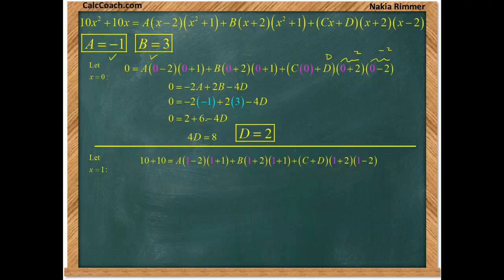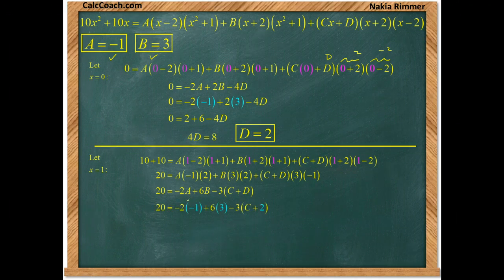On the right-hand side, we now know a, b, and d, so we can find out the final constant, which is c. Carefully plugging in, what happens is you get a negative 2a, a positive 6b, and then a negative 3 gets multiplied by the quantity of c plus d. I'm sorry, negative 3. I said negative 4. But knowing that a is negative 1 and b is 3 and d is 2, we can plug them in. And we'll get that 20 is 2 plus 18 minus 3 times the quantity of c plus 2.